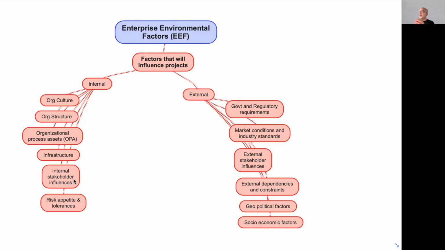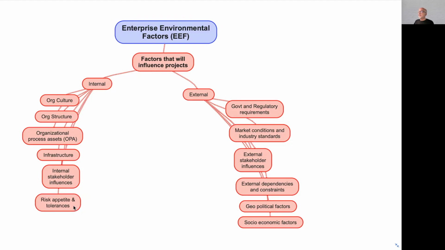Then internal stakeholder influences. Once we identify the stakeholders, and a stakeholder can be anybody who has an interest in the project, the interest can be positive or negative. Some stakeholders can be very powerful, some of lesser power. So we should be aware of internal stakeholder influences so that we can manage the project proactively.